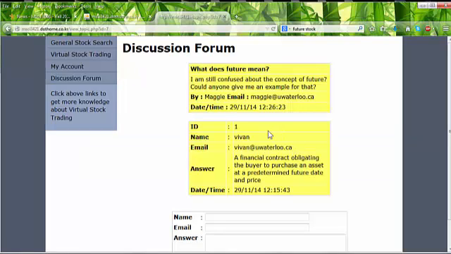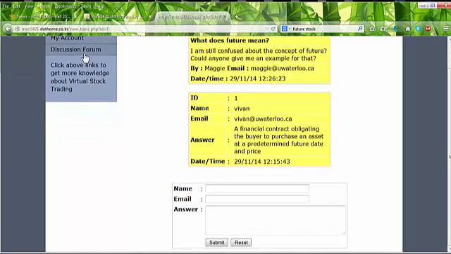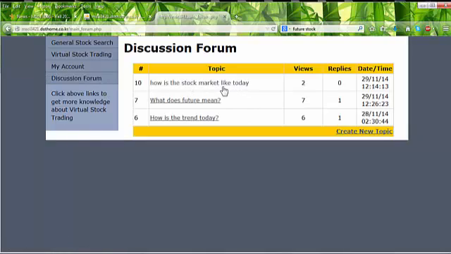Let's see my answer. You can see here's my ID, since I'm the first user to answer this question, and I'm Vivian with my email address. So if Maggie wants to ask me further, she can just email me instead of posting on the discussion forum. And here's my answer. Everything's here. Let's go back. See anything else? There are 3 postings here, nothing more interesting.